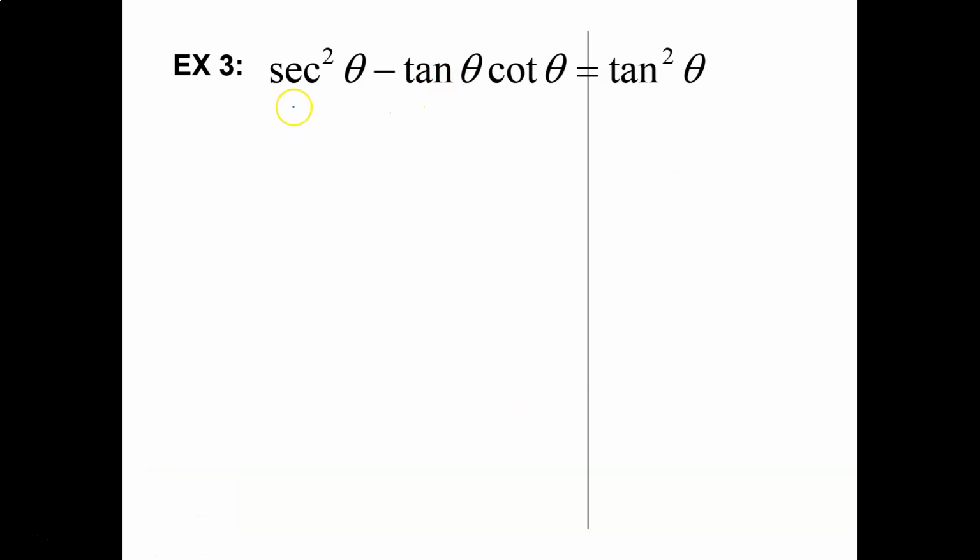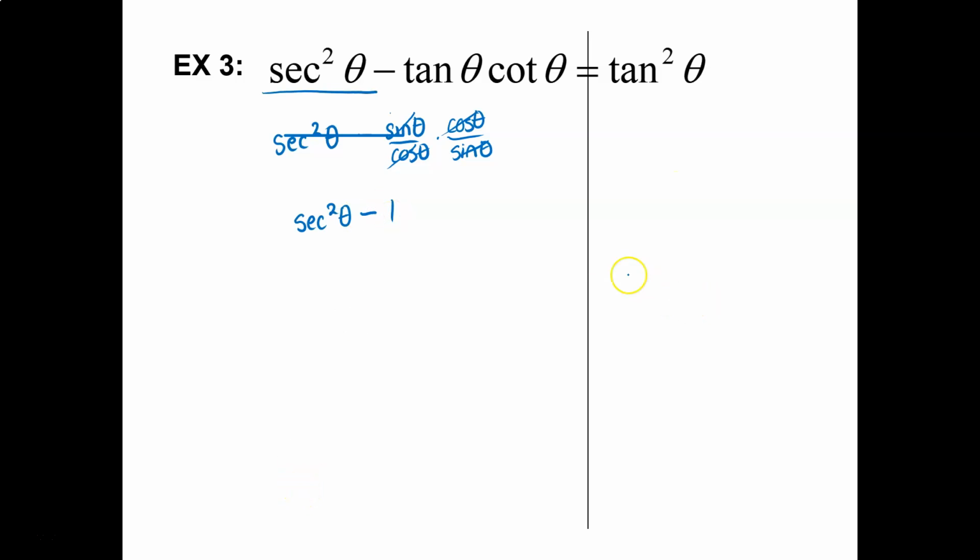So you're saying leave secant alone, right? But do the same thing we just did with tangent and cotangent. So sine theta over cosine theta times cosine theta over sine theta. And so same thing cancels. So we got secant squared theta minus 1.